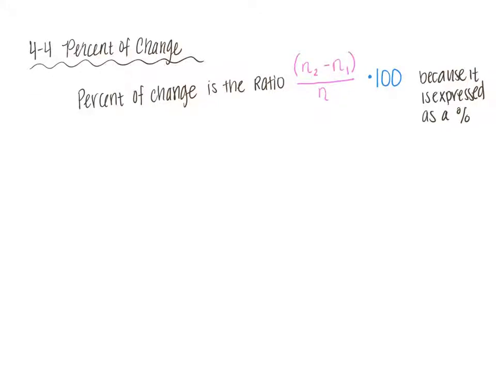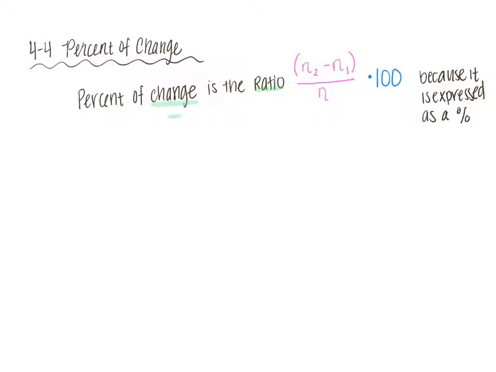Right, welcome back. Let's look at 4. We're looking at percent of change, and this one's interesting to me. Now notice when I have change, it's always going to be the difference of something, and for difference I subtract. And it's going to be expressed as a ratio. So remember, a ratio is something over something else.